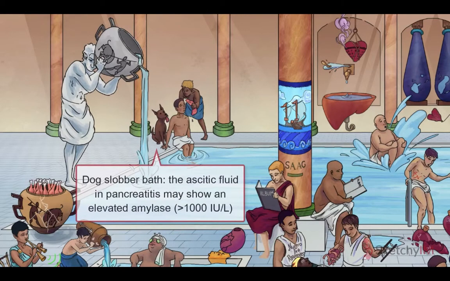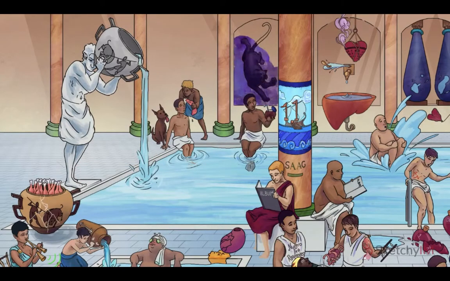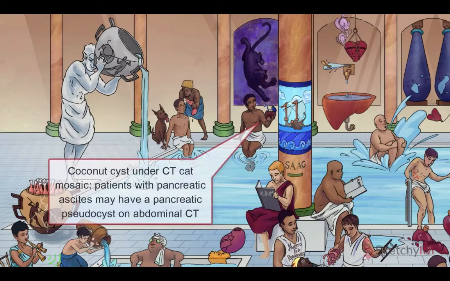To depict amylase, we've drawn in a slobbery, amylase-ridden dog tongue. Dang, that's gotta feel good. Exfoliating. Once the diagnosis has been established, an abdominal CT should be performed to evaluate for a pseudocyst. ERCP may also be performed to localize the site of leakage and to perform endoscopic therapy.